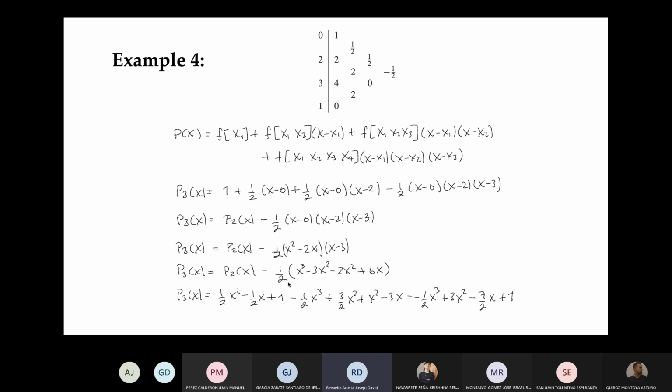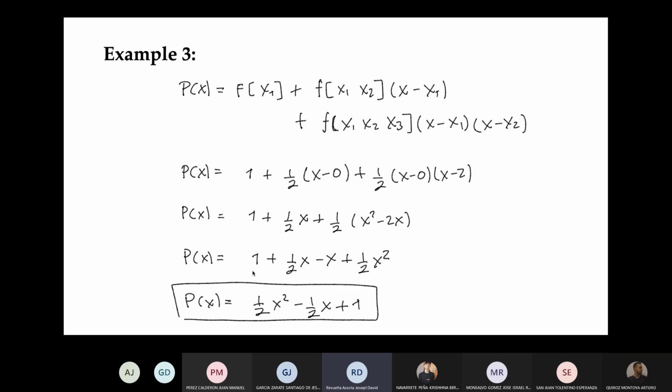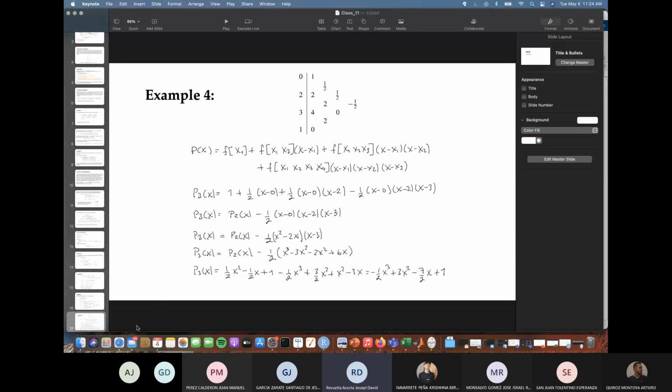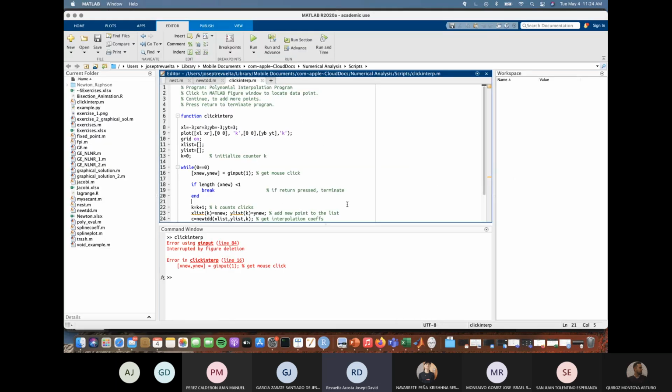With this value here, we just multiply or substitute p2(x), this one. And then we substitute this one in the parentheses. And at the end, we obtain this value. So this is how we get it. This is the way we do it. And then I'm going to show you how to actually code it. I coded it in MATLAB as well.